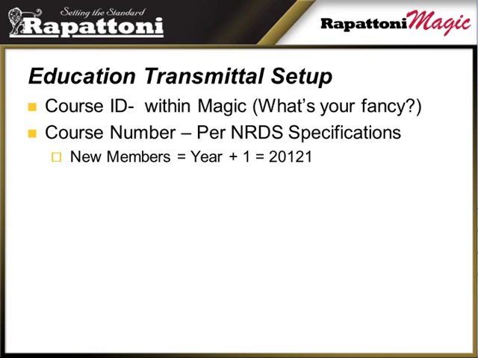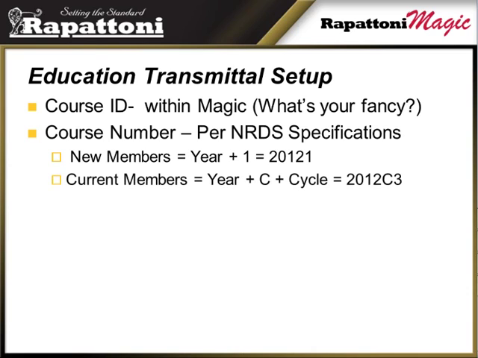The NERDS course number consists specifically of certain characters. For new members, it's going to be the current year plus the number 1. 1, I suppose, indicates that it's the first year they're taking their education. We found this a little confusing and verified with NERDS that it's not relative to the cycle we're in, and they confirmed that yes, it's always going to be the number 1. So for 2012, it'll be 2012, the number 1, and it'll always be that, just specific to the year.